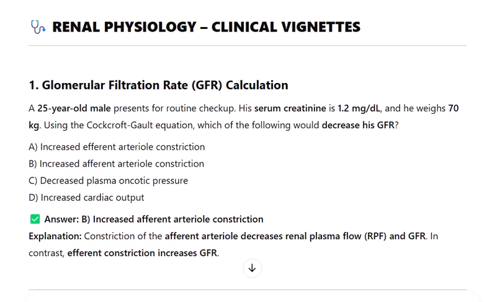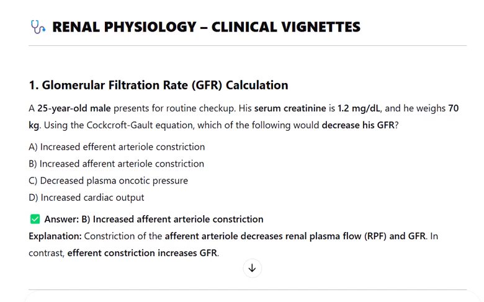A 25-year-old male presents for routine checkup. His serum creatinine is 1.2 milligrams per deciliter, and he weighs 70 kilograms. Using the Cockcroft-Gault equation, which of the following would decrease his GFR? A. Increased efferent arteriole constriction. B. Increased afferent arteriole constriction. C. Decreased plasma oncotic pressure. D. Increased cardiac output. Answer B.